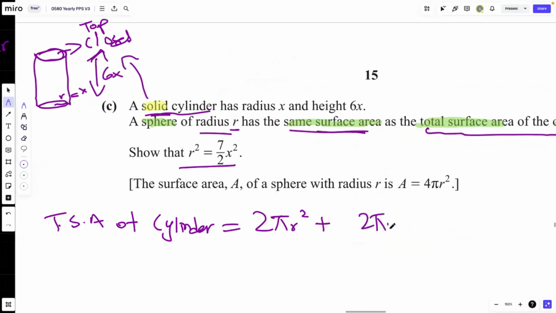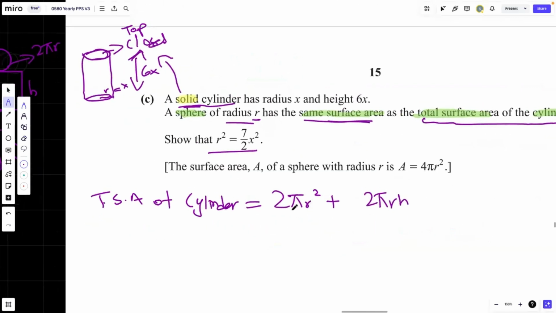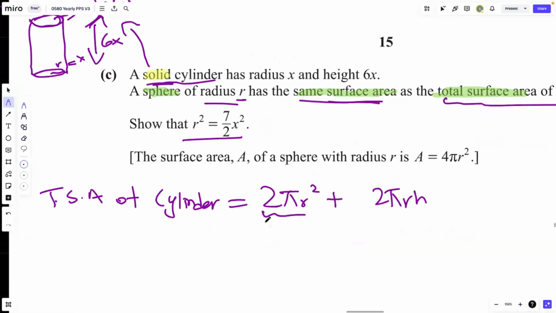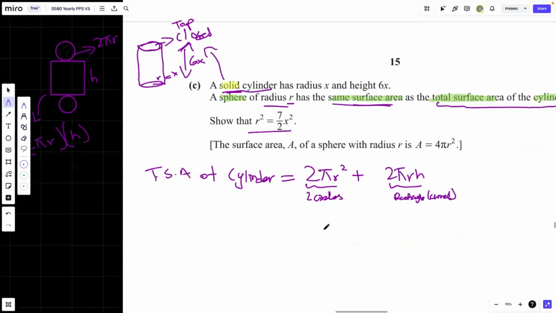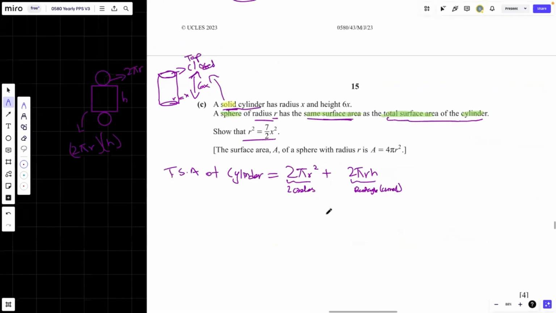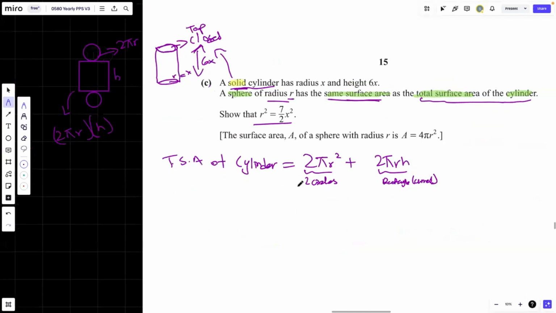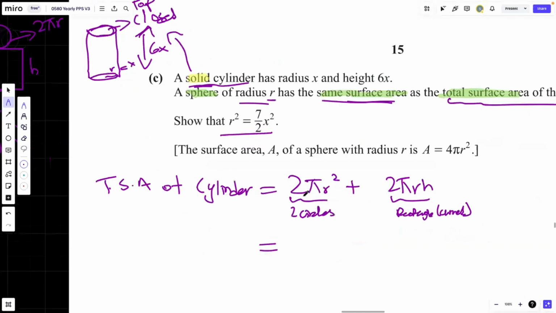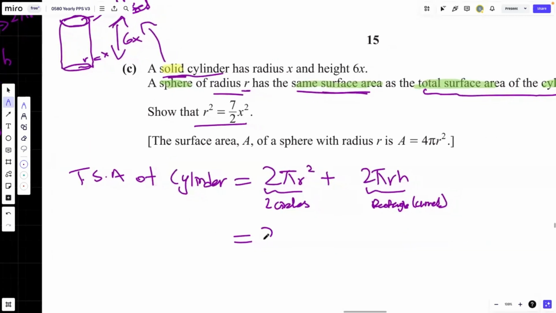So that's why your formula for the total surface area of a cylinder is 2 pi r square plus 2 pi r h. This is for the two circles, and this is for the rectangle, the curved part. 2 pi r h is the curved surface area as well. Now, using that analogy, we can just fill in the values. So that's 2 pi, r is given as x, so make sure you take x instead of r, square, plus 2 pi r, again x, and height is given as 6x.